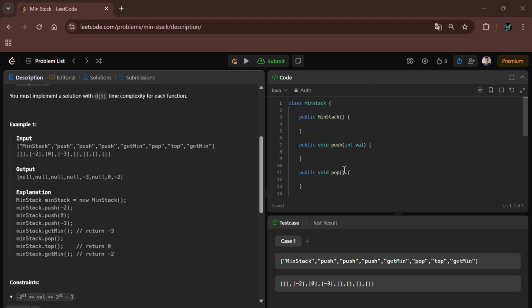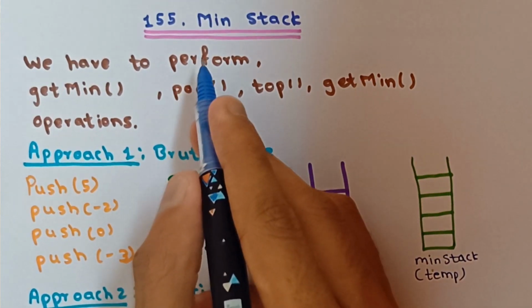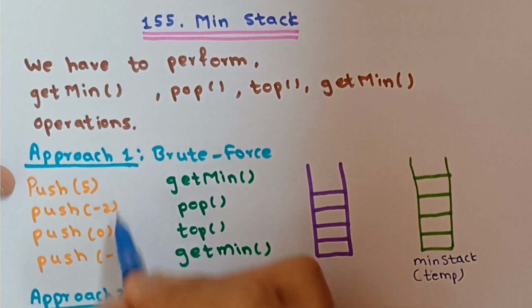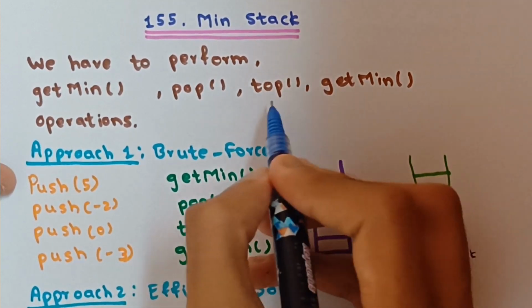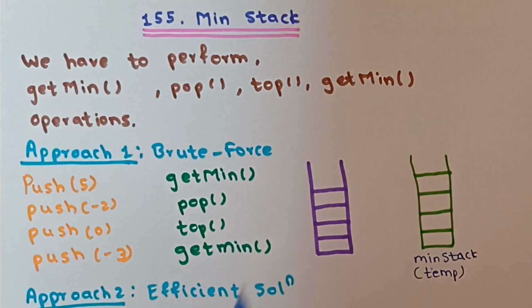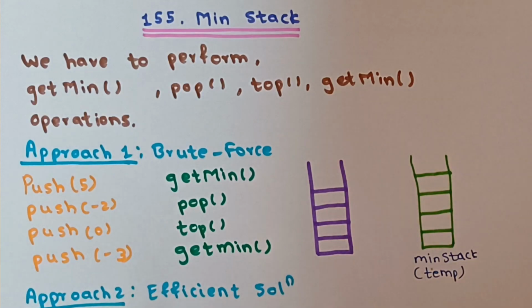I will explain the problem statement and the approaches on paper and pen. So let's go on paper and pen. Let's understand the problem statement. We have to perform these operations: push, pop, getMin, push, pop, getMin. These operations we have to perform on the stack. Don't rely on the example given on LeetCode, you will not understand by seeing that example. I will explain by explaining the approach, then you will understand this problem.